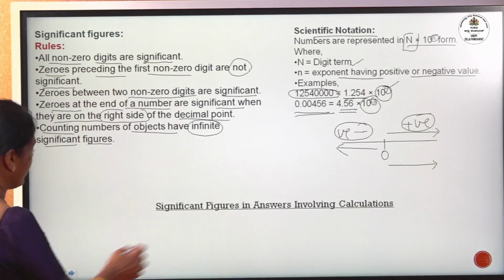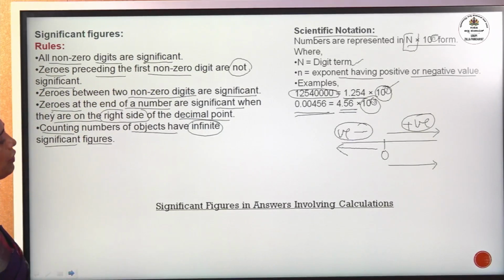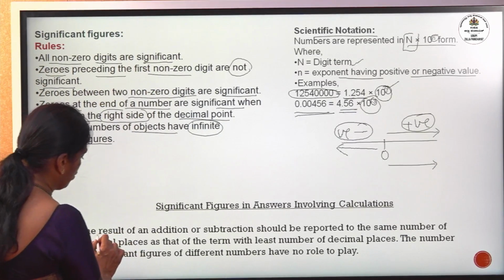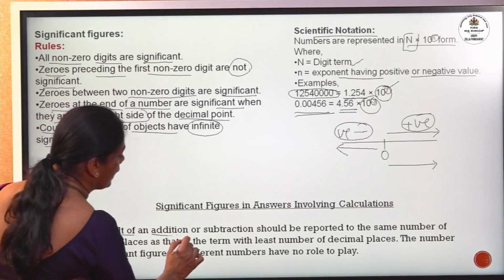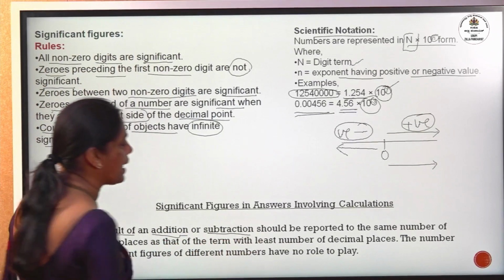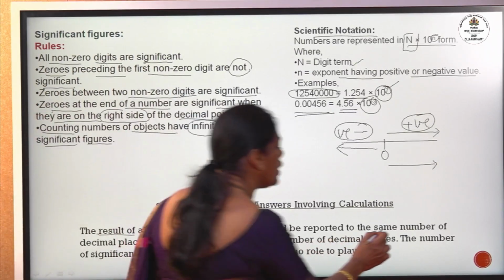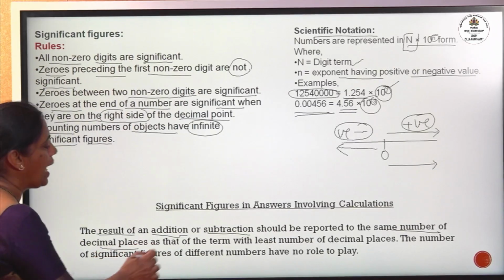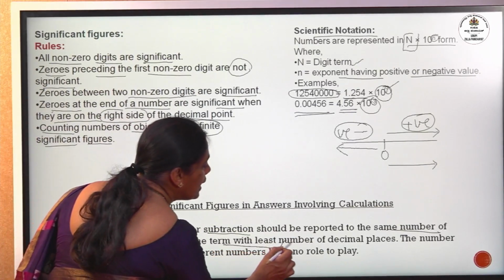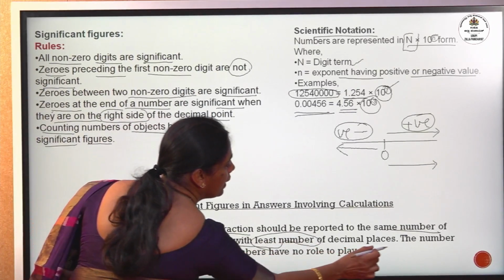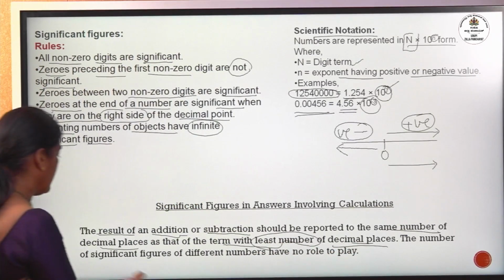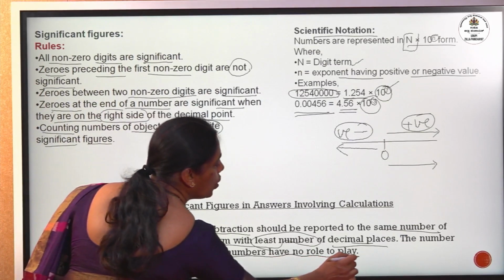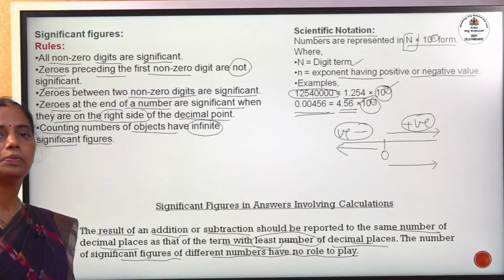Now, significant numbers in answers involving calculations. While doing calculation, the result of an addition or subtraction should be reported to the same number of decimal places as that of the term with least number of decimal places. The number of significant figures of different numbers have no role to play.